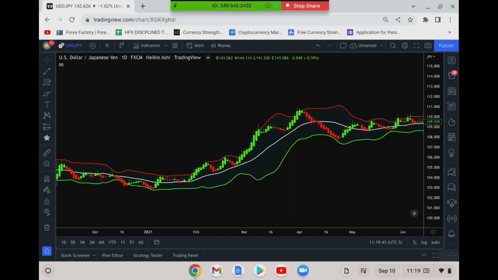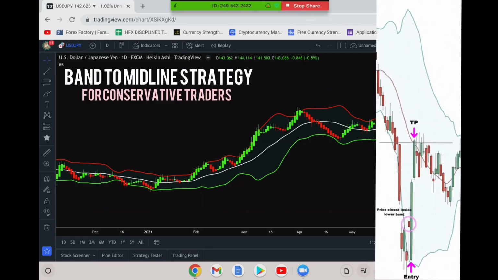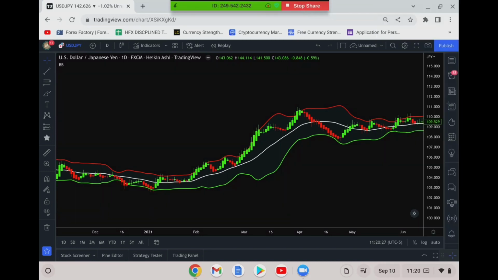So now that I kind of broke down how the bands work, I want to show you guys a few simple trading strategies that you can use. So one trading strategy that you can use would be to trade the band to the midline. Now, this is a more conservative way of trading. If you're a little more concerned about losing any money, this might be the way you want to start trading this indicator. And then when you get more comfortable, you can start to trade upper band to lower band and actually make more profits. So let's go ahead and talk about this band to midline strategy.